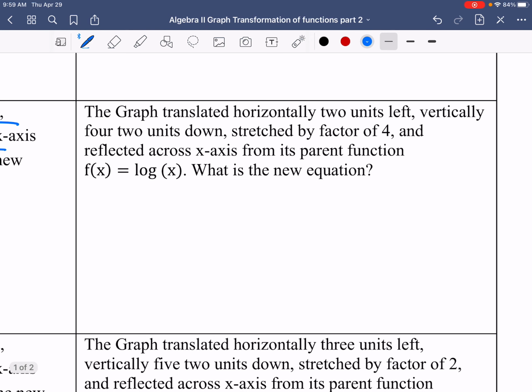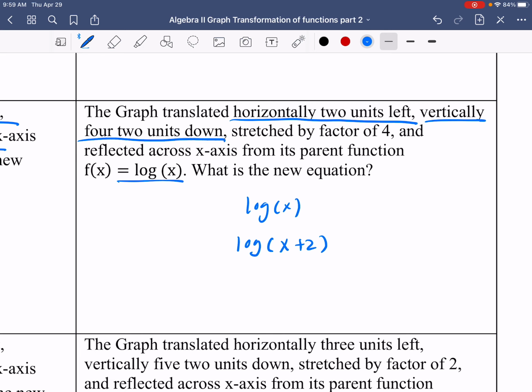What about in this case? We start from the log of x here, horizontally 2 units to the left, so it should be right next to x, which means 2 units to the left, so +2 because it's opposite. Finally, 4 units down, so -4, stretched by 4, so I'm gonna put 4 in front of it, and reflected across the x-axis, so I'm gonna put negative here.